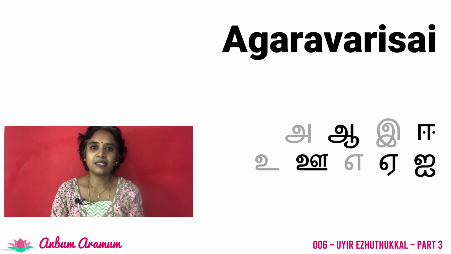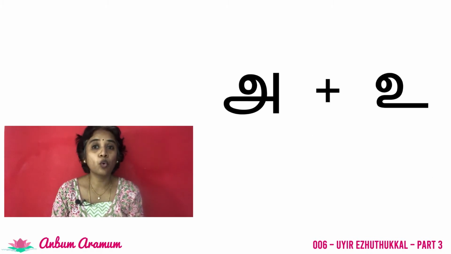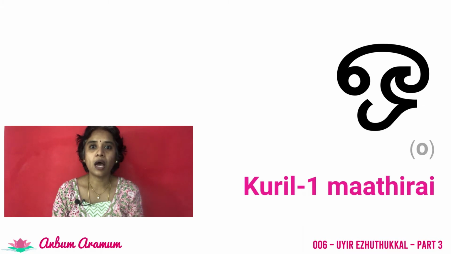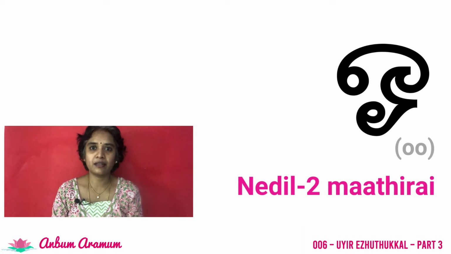The next Ezhuthu is a combination of A and U. So just as before, we will first combine the two sounds in equal amounts and find a middle sound. So A, U, and the middle sound is O. It's neither A nor U, but a middle sound O. And this is the next Uyir Ezhuthu and this is how it looks. It is pronounced for one Mathirai, O. And when we stretch it for 2 Mathirais, we get the next Uyir Ezhuthu O. This is the Nedil O and it is pronounced for 2 Mathirais.